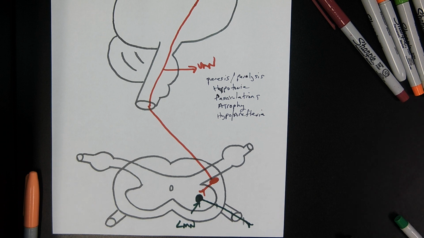So if you see a clinical presentation where the patient presents with atrophy or fasciculations, you're thinking lower motor neuron, because those don't correlate with upper motor neuron. Upper motor neuron, you're thinking hypertonia, hyperreflexia. Lower motor neuron is hypo everything. Okay? Questions?